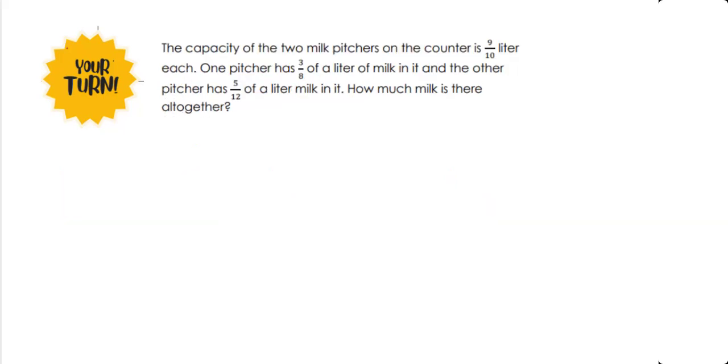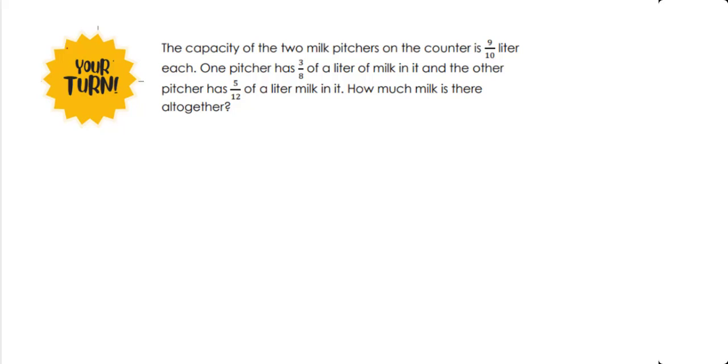The capacity of the 2 milk pitchers on the counter is 9/10 of a liter each. One pitcher has 3/8 of a liter of milk in it, and the other pitcher has 5/12 of a liter of milk in it. How much milk is there all together? Figure that out, pause the video, and come back.